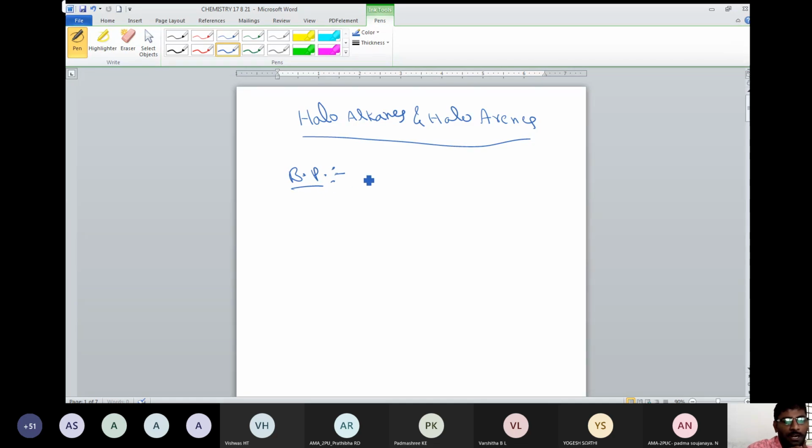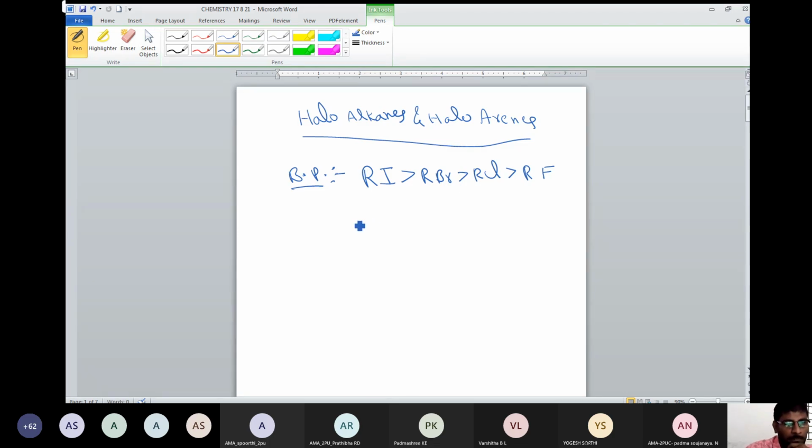In haloalkanes, what is the order of boiling point? Iodides have the highest boiling point. After that, bromides. After that, chlorides. Why like this? Because iodine has the bigger surface area. The more the surface area, the more the van der Waals interactions and the more the boiling point. That's why this is the order of boiling point for different halogen atoms.